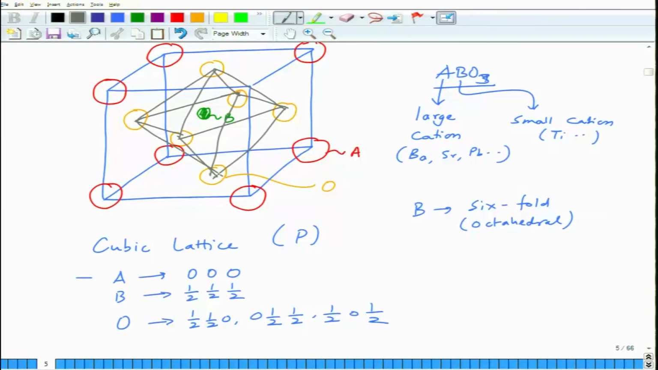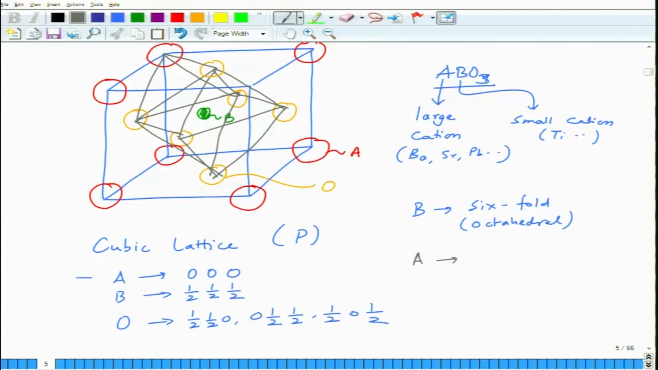Okay. So B atom is octahedrally coordinated. What about A atom? If you look at A atom here, let us say this A atom, it has one neighbor here, it has another neighbor there, it has another neighbor there. Three neighbors are present in this unit cell, and it's going to be surrounded by 8 unit cells, right? It's going to be shared by 8 unit cells.